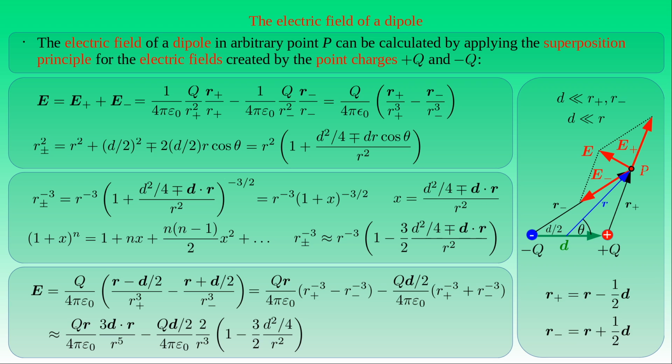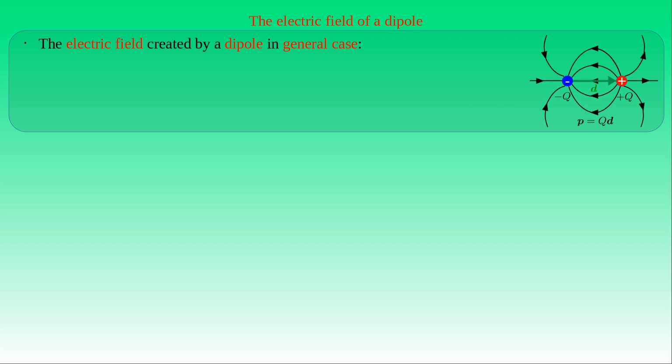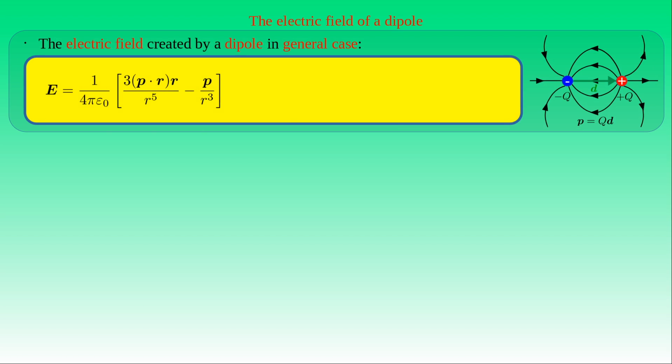As a result, the approximation of the electric field created by a dipole is given by 1 over 4 pi times epsilon naught, times the ratio of 3 times the scalar product of the vectors p and r to r to 5, minus 1 over 4 pi times epsilon naught, times the vector p divided by r cube. Therefore, the electric field E created by a dipole with the dipole moment p in the position r is given by 1 over 4 pi times epsilon naught, times 3 times the scalar product of the dipole moment p and the position vector r times the vector r over r to 5, minus the dipole moment p over r cube.